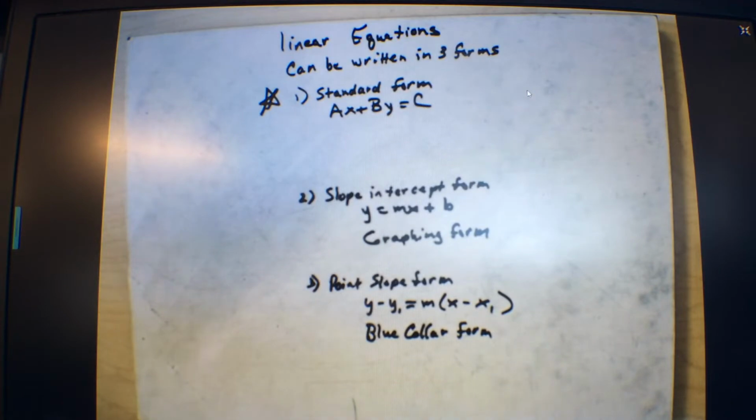Turn to the person to your left and say slope-intercept form, please. Turn to the person to the right and say point-slope form. Thank you. All right? You're not participating very well. You need to know these forms.